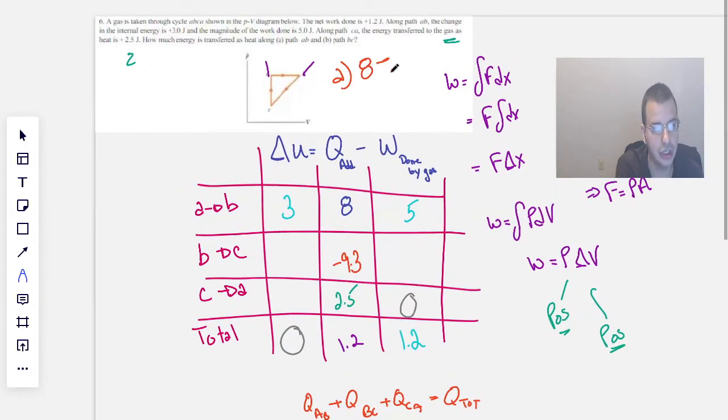And so the value here for part A would be 8 joules, because everything is energy measured in joules. And B is going to be negative 9.3 joules, meaning that from B to C, negative heat is added to the cycle, meaning that heat is actually flowing out of the cycle. So that's how I'd approach this problem. Hope it helped. See you next time.